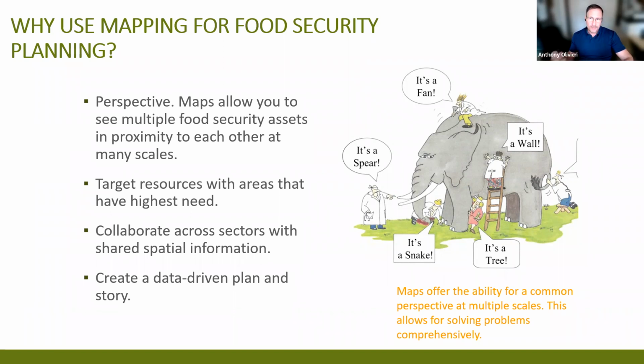And most importantly, food security is a collaborative effort across different sectors, from the child response sector to the county and municipal planning sectors, to various nonprofits. In all these sectors, by using a map, you have a common measure, a common vision, and you can create a common data-driven story and plan. So in summary, maps offer the ability for a common perspective at multiple scales to solve the problem of food security, in this case.